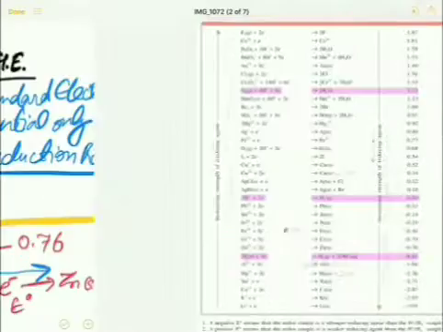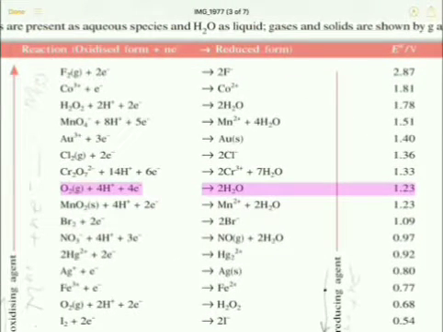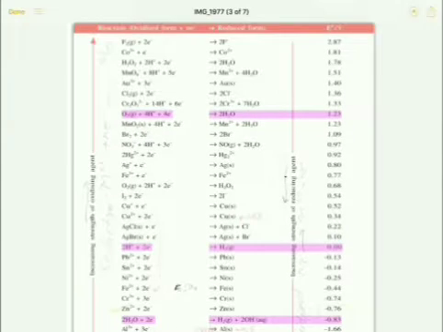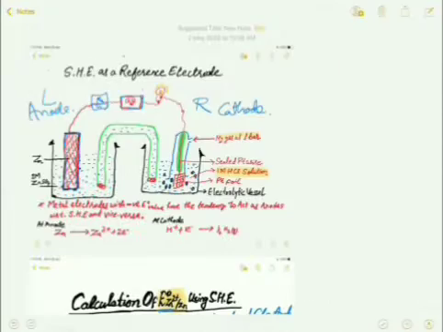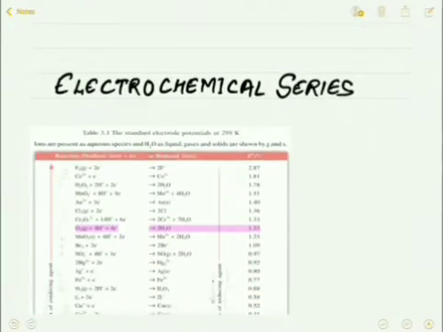So similarly you can see in here that we can calculate the standard electrode potential of different metals and arrange them in the decreasing order, so we can compare their reactivity thereafter. So this is the electrochemical series of different metals, and they are arranged one after another.